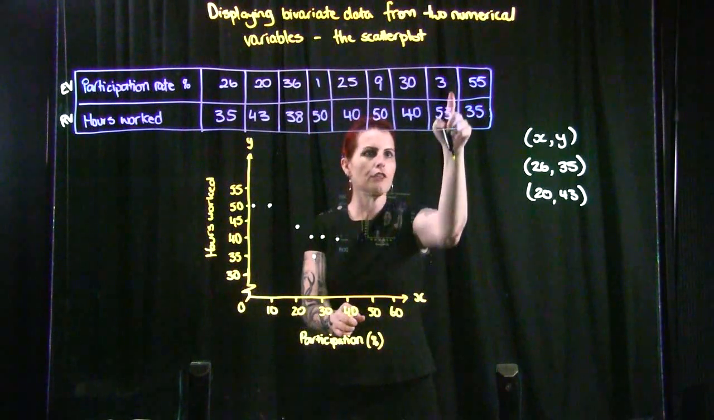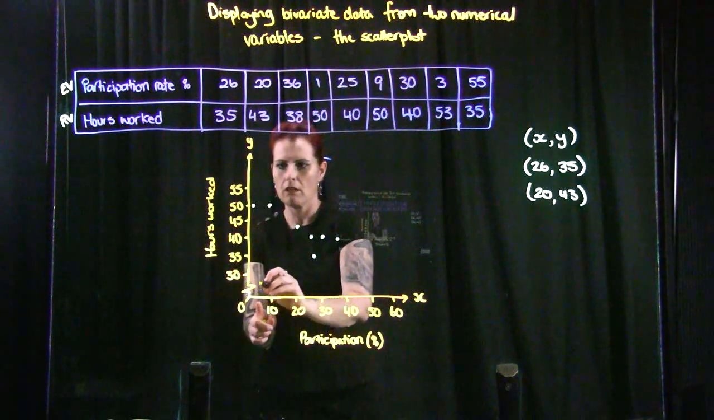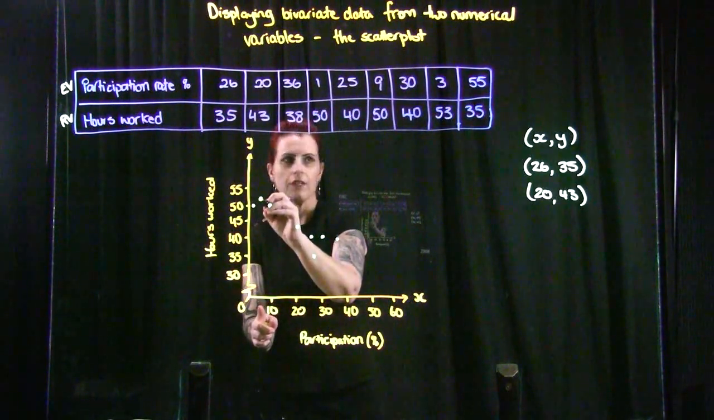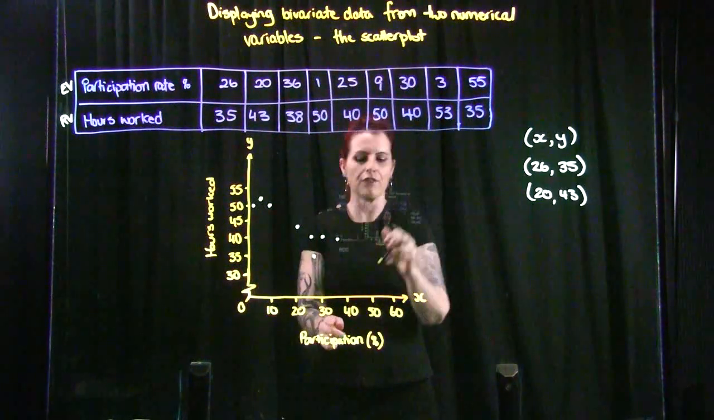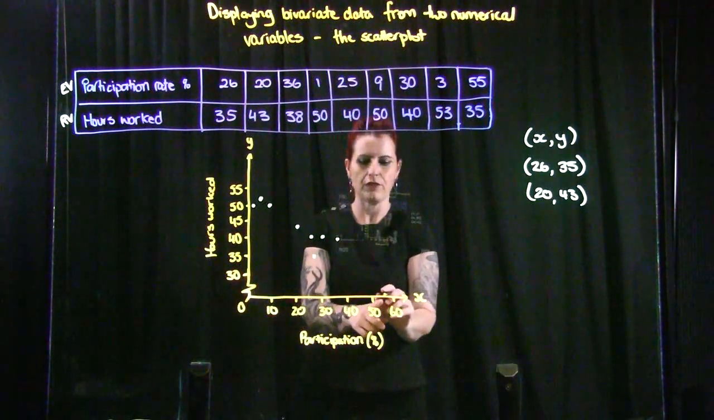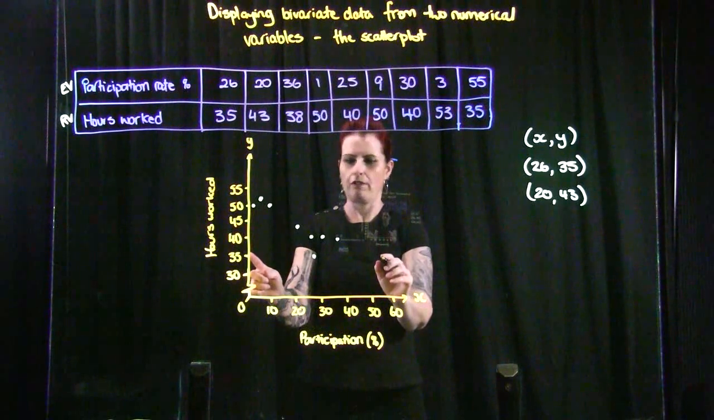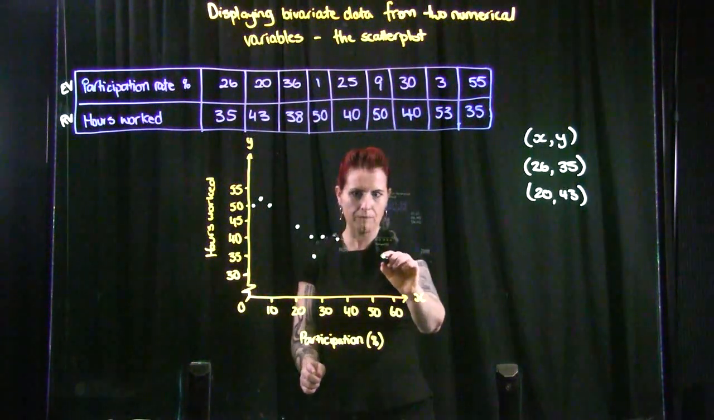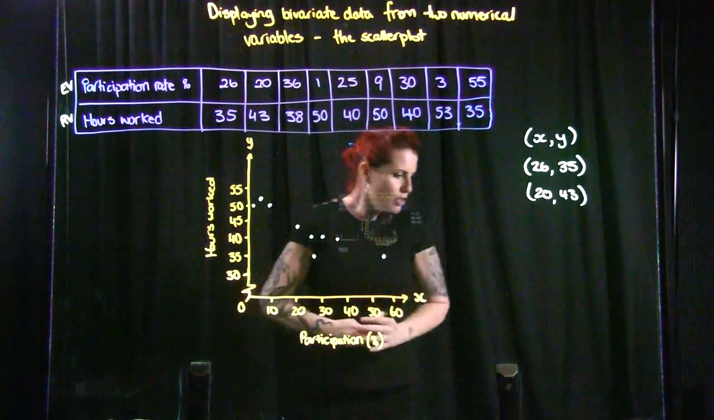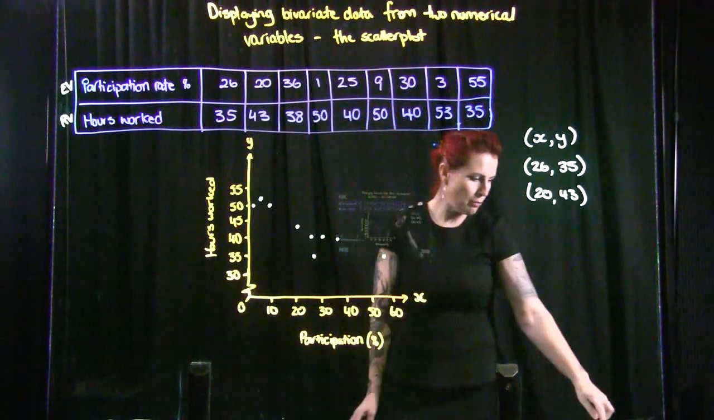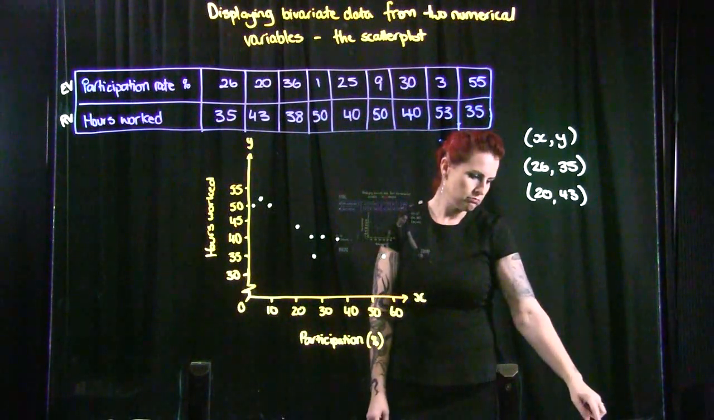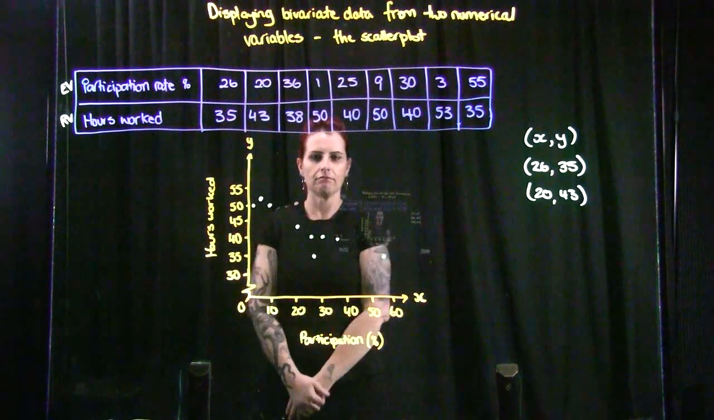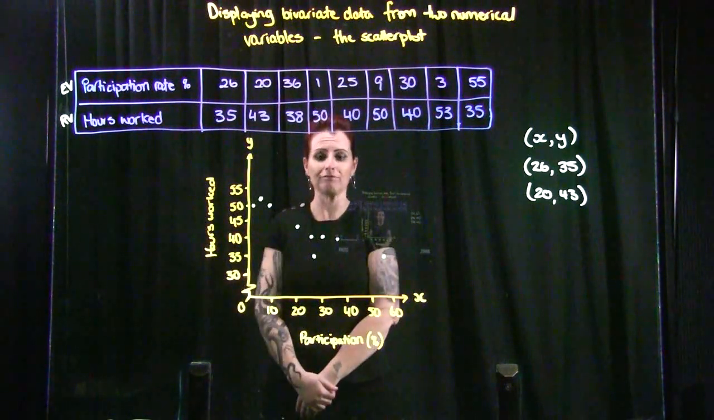3 and 53, and 55 and 35. So 55 here, and 35. Yep, that looks about right there. Okay, so once I have put all of my points on, I'm done with my scatter plot.